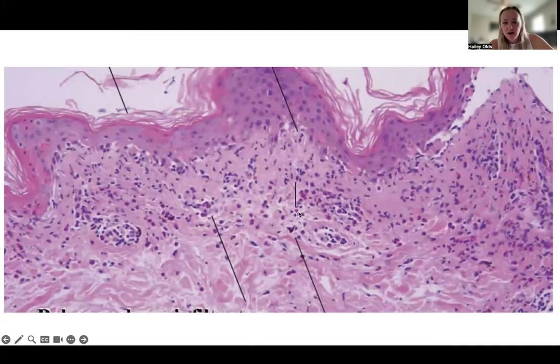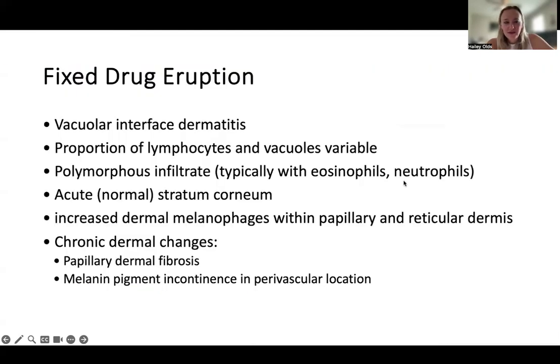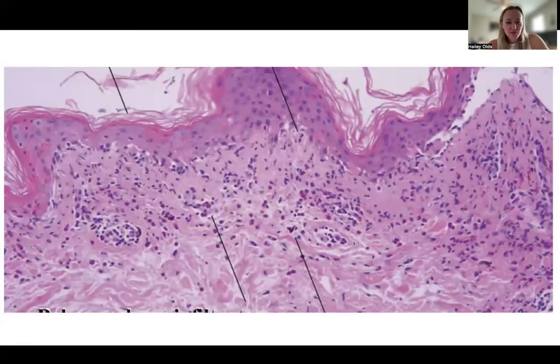This one again has a lot of eosinophils, but you have this interface dermatitis here. So when you see eosinophils and lichenoid or vacuolar, you should think fixed drug. And this can look a lot of different ways, but a lot of times there's eosinophils and neutrophils and normal stratum corneum. And you might see dermal melanophages as well, which you do see, like this is a melanophage.